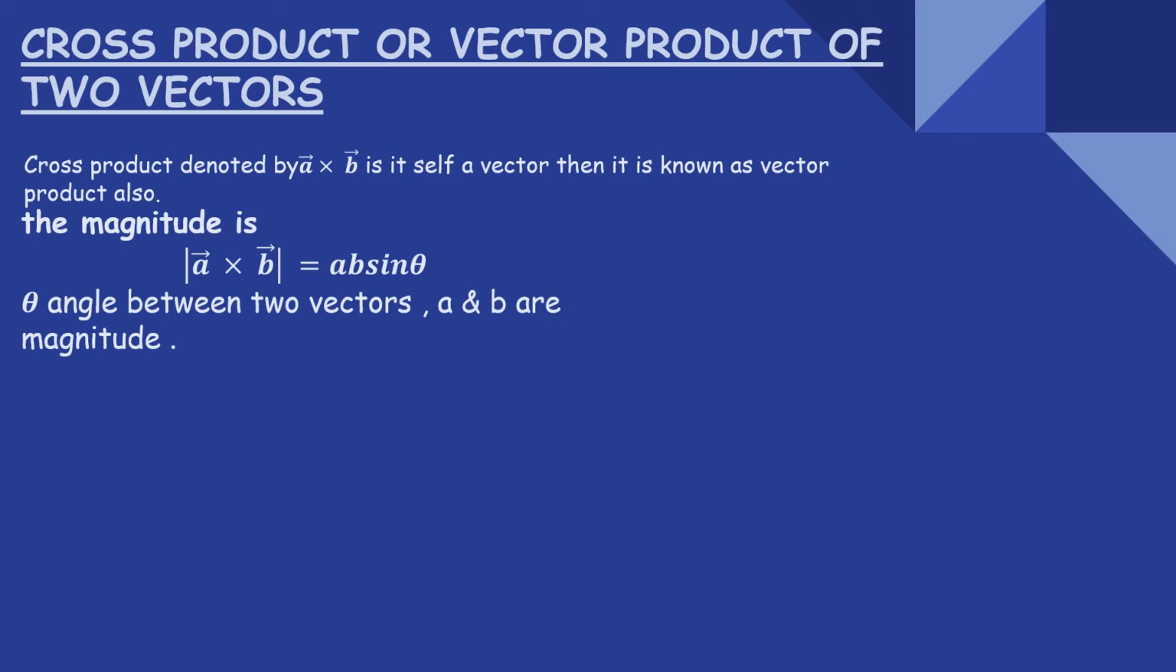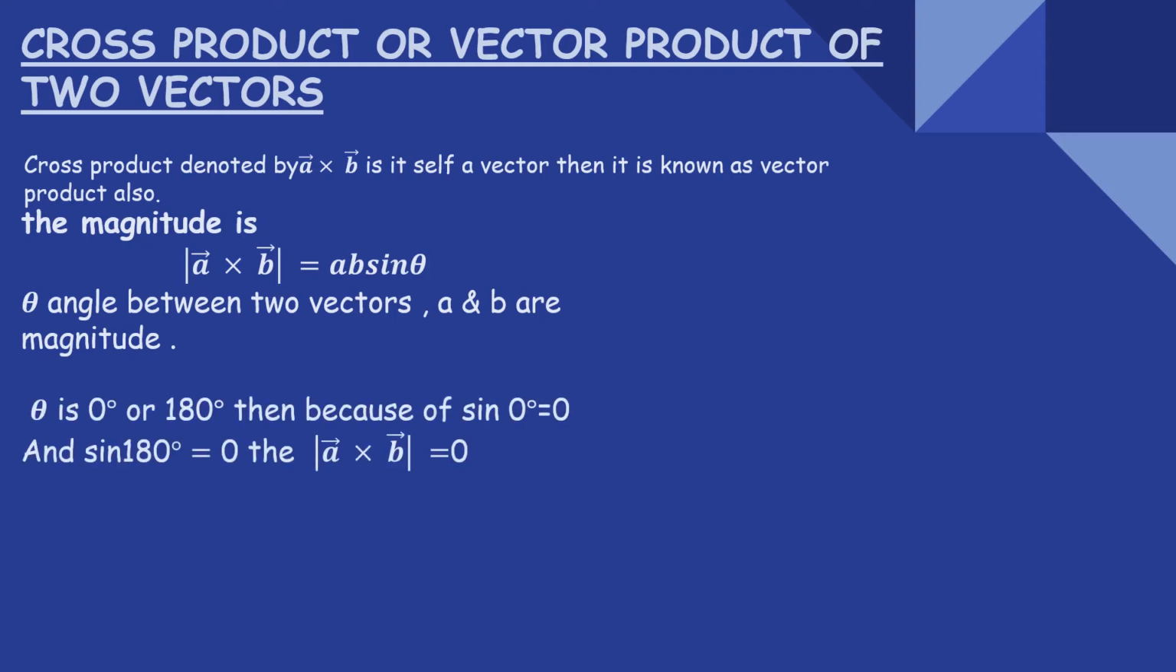Now theta is the angle between two vectors. A and B are magnitudes. Now if theta is 0 degree or 180 degree, then because sine 0 is equal to 0 and also sine 180 degree is also 0, the cross product is 0. So what does it mean? It means that if two vectors are parallel to each other or anti-parallel to each other, then its cross product is 0.